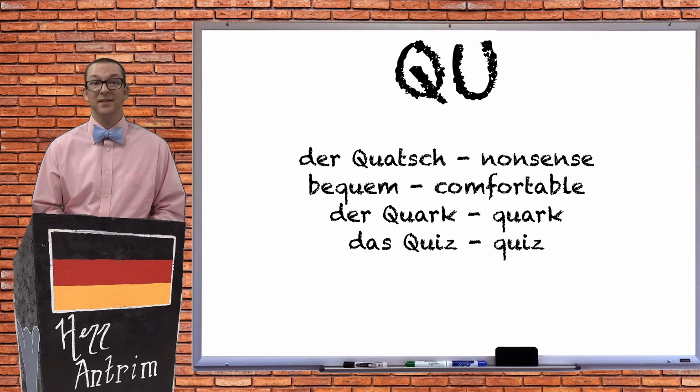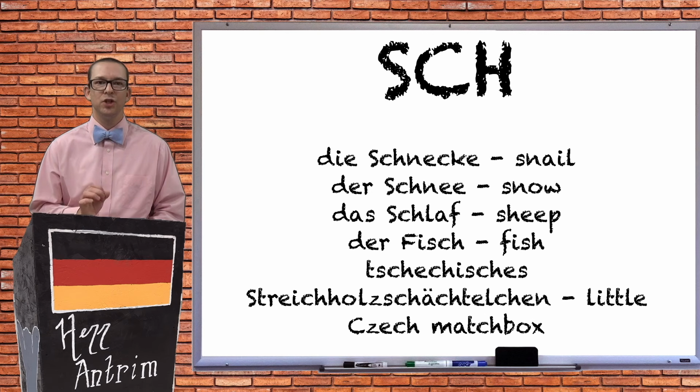In case you forgot or you missed the last video, it is pronounced like the English letters K and V together. Quatsch, bequem, Quark, Quiz. In order to make the sh sound in German, there are a bunch of different options, but the most direct approach is the letters SCH together. This makes exactly the same sound as the SH combination in English. Schnecke, Schnee, Schlaf, Fisch, Tschechisches Streichholzschächtelchen.